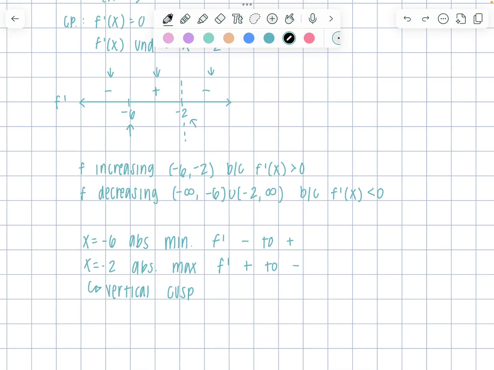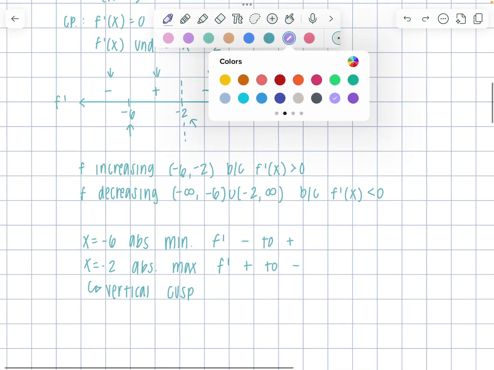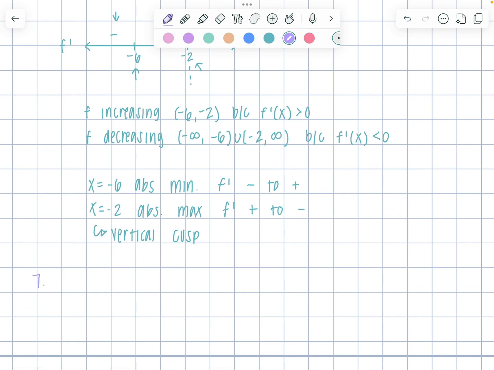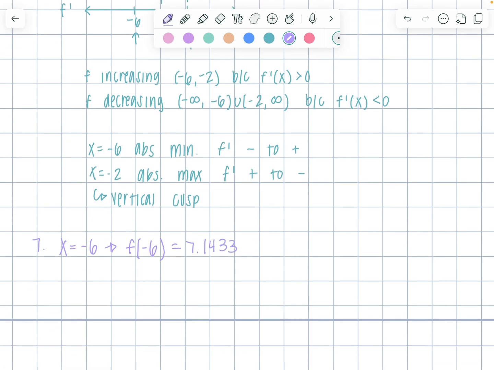We now need to consider the y-coordinates of these critical points. We know that x equals negative 2 does not exist because it's a vertical asymptote, so we just need to find what x equals negative 6 is. To do this, we need to plug this into our original function, f. When we do this, we find that it equals 7.1433. We will use this point later on to graph.